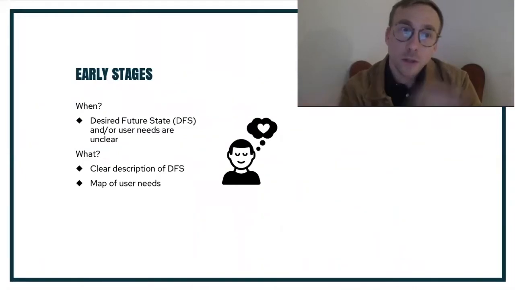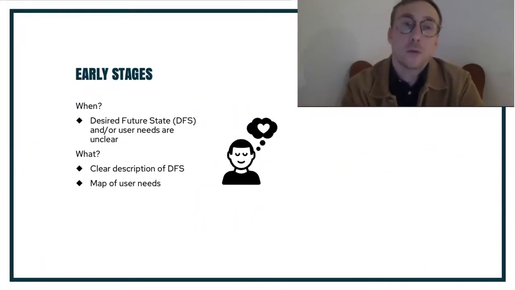So here's the first situation that I'd like to bring up with you where you might need to do user research, and this is early on in the project. The reason why we would need to do user research early on is that you have a desired future state that's unclear, or maybe you have user needs that are unclear. And in order to get clarity on that, because that's actually vital for you to be able to set the right type of goal, you need to get more information. That's what user research is all about.